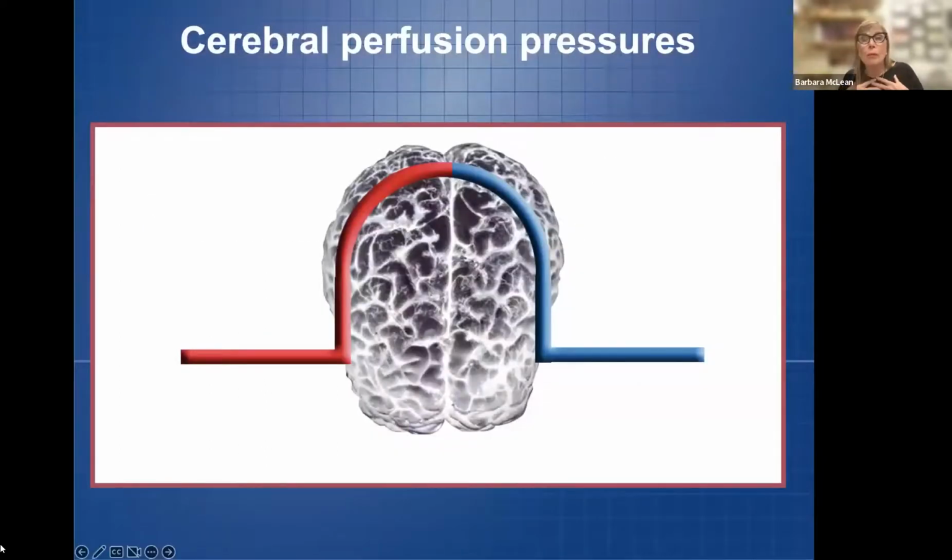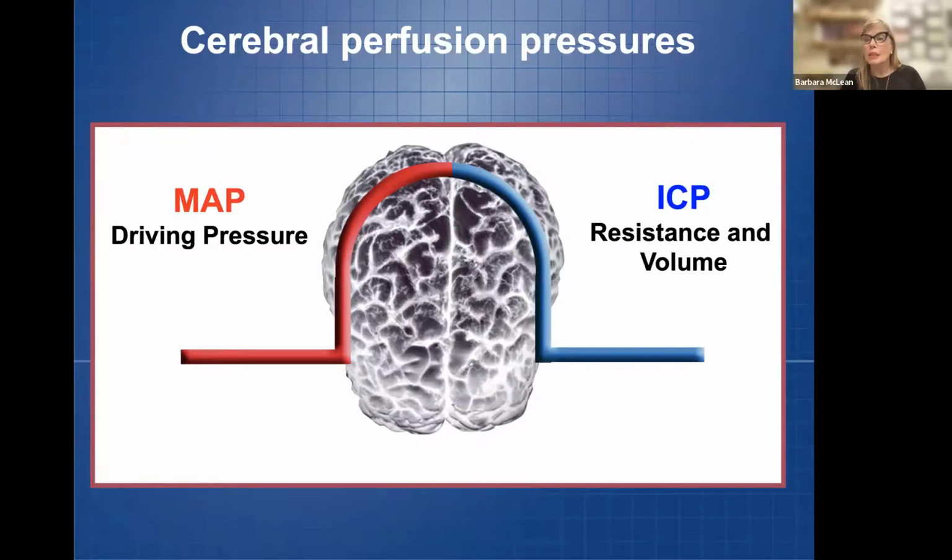So this is my simple cartoon. My simple cartoon just reminds you that ICP is about compliance and the volume, and it's a pressure measure. It talks about resistance to blood flow through the cranial vault. And MAP is the driving pressure. So this is a very simple dynamic. It says MAP minus ICP yields CPP, cerebral perfusion pressure.